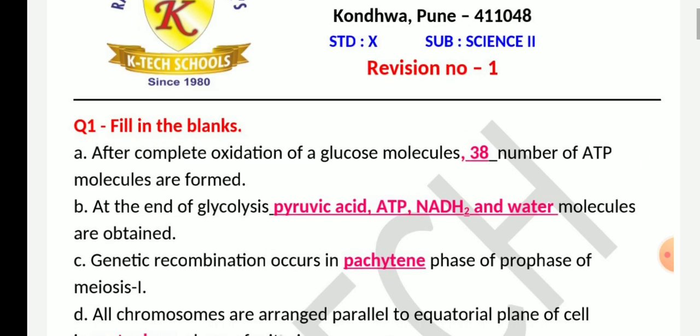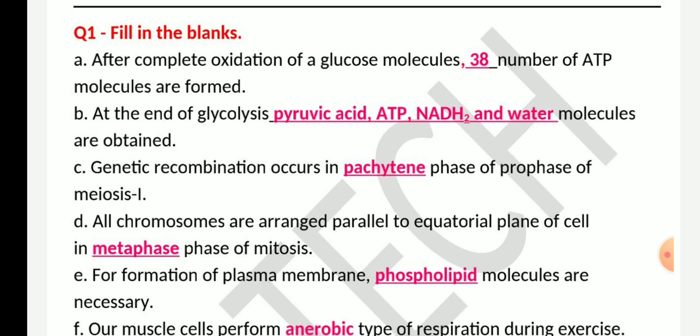Question number 1. Fill in the blanks. First, after complete oxidation of a glucose molecule, dash number of ATP molecules are formed. Answer is 38. Second, at the end of glycolysis, dash molecules are obtained. Yes, answer is pyruvic acid, ATP, NADH2 and water molecules are obtained.